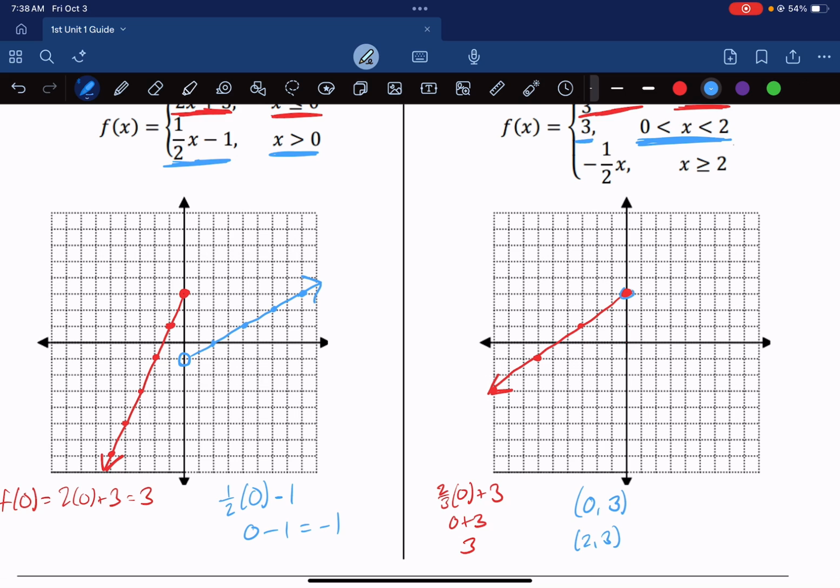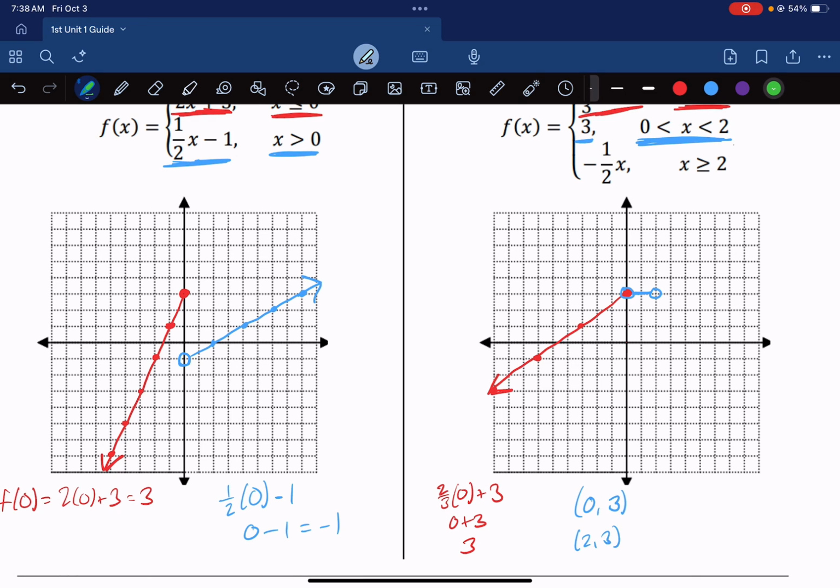So it does happen that the first piece runs into the second piece here. That does happen. It doesn't always happen though. We got 0, 3, and 2, 3. And then I'm just going to connect that right there with the line y equals 3.